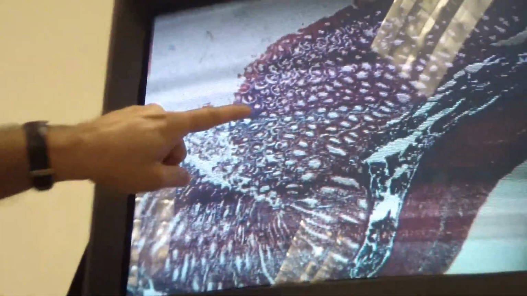And the reason we say this is large intestine is because, take a look at all those goblet cells. I guess they resemble a strawberry. All of these are goblet cells.